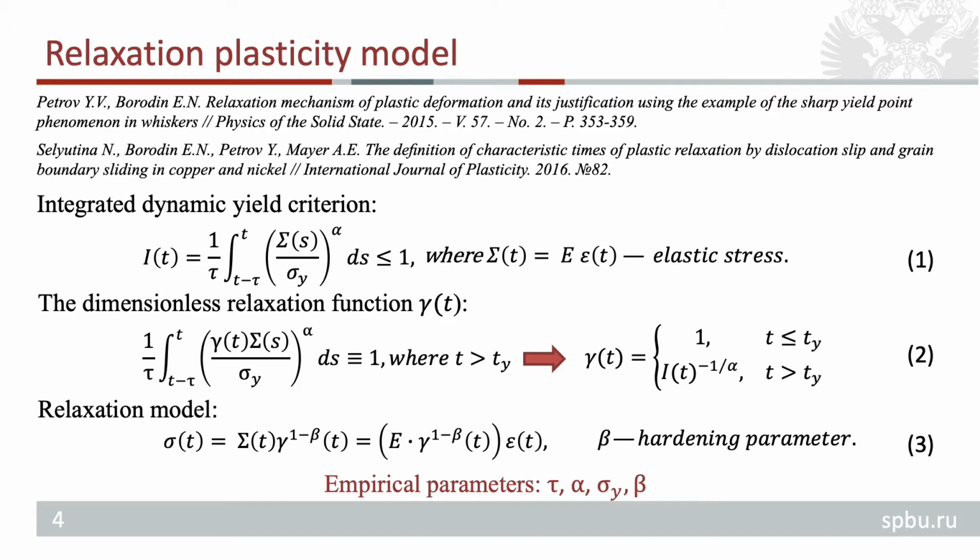Two independent parameters of criterion 1, which are tau and alpha, characterize the rate and amplitude sensitivity of the materials respectively. One dimensionless relaxation function, gamma, which varies from 0 to 1, has been proposed to satisfy the identity 2 at the plastic deformation stage, where Ty is the instant of the onset of the macroscopic plastic flow, and it is determined by equality 1. The relaxation model is finally shown in the form 3, where beta is the hardening parameter.